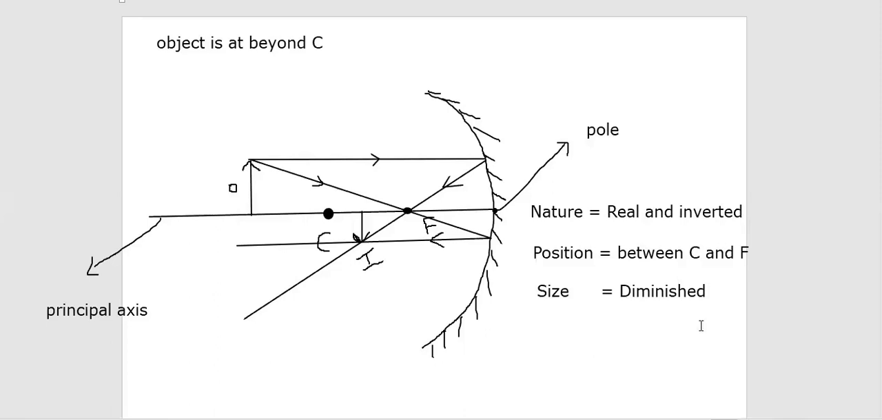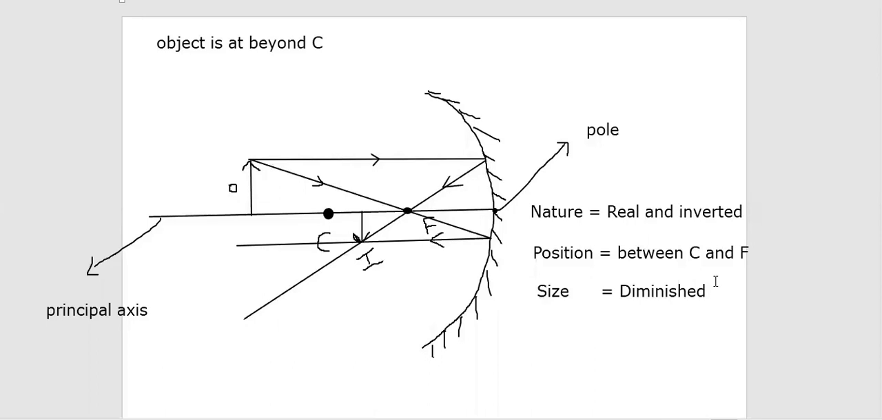One student is asking, why, sir, why does it not pass through the center of curvature? No, if it passes through the center of curvature, you will not get the image. Understood? It has been done practically, practically passed through the center of curvature, and they didn't get the image if an object is beyond C. That is the reason they are passing the two rays: one is parallel to the principal axis and one is passing through the focus.